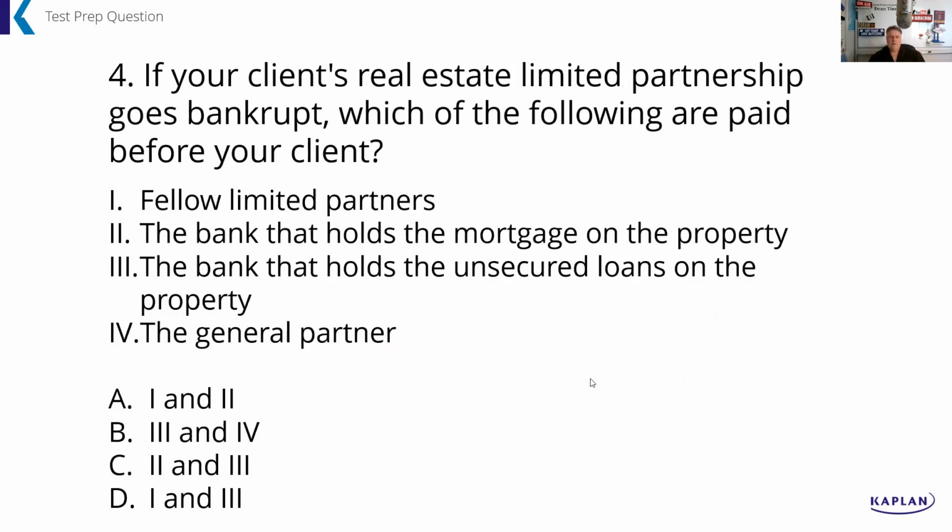If your client's real estate limited partnership goes bankrupt, which of the following are paid before your client? Well, your client's going to be really upset if the general partner gets paid before your client or other limited partners get paid. So it's going to be the bank, right? The bank that holds the mortgage on the property or has the unsecured loans on the property, right? So 2 and 3, the bank is at the front of the line.